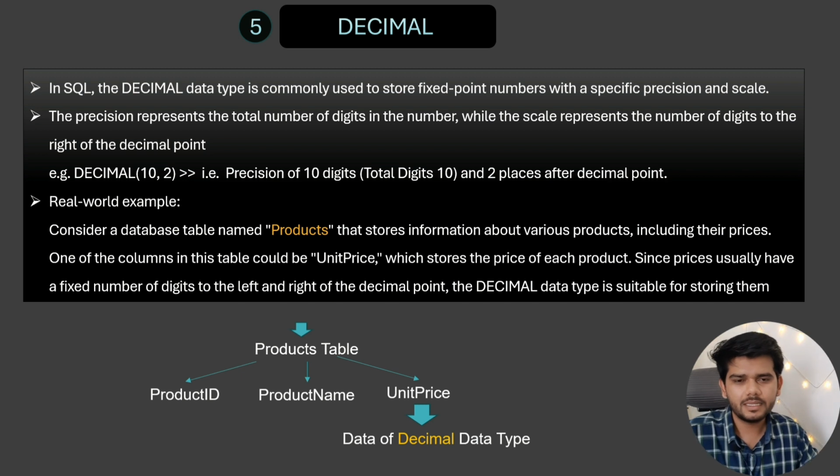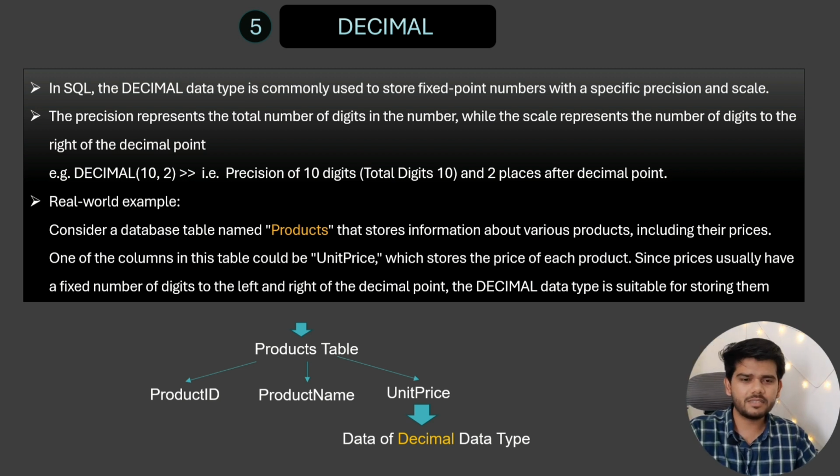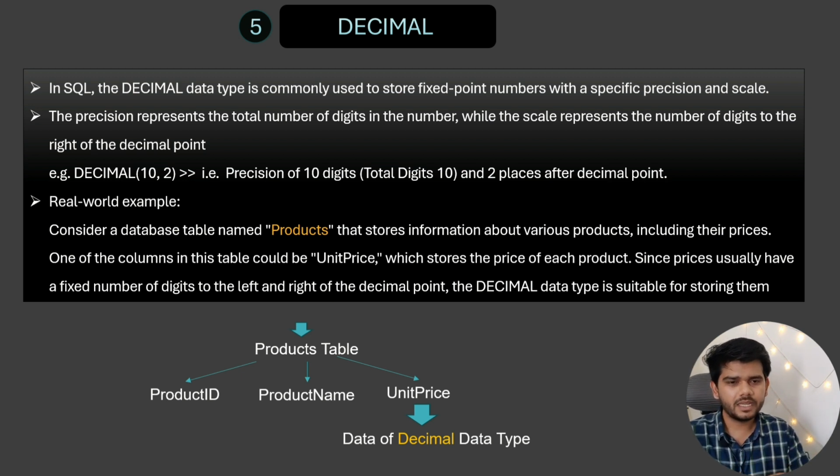So we have an example, that is DECIMAL(10,2). What it says is a precision of 10 digits, that is in total we have 10 digits, and out of these 10, 2 places after the decimal point. So let's understand the decimal data type using one example. Consider a database table, we'll take products, that stores the information about various products including their prices. One of the columns in this table could be unit price, which stores the price of each product.